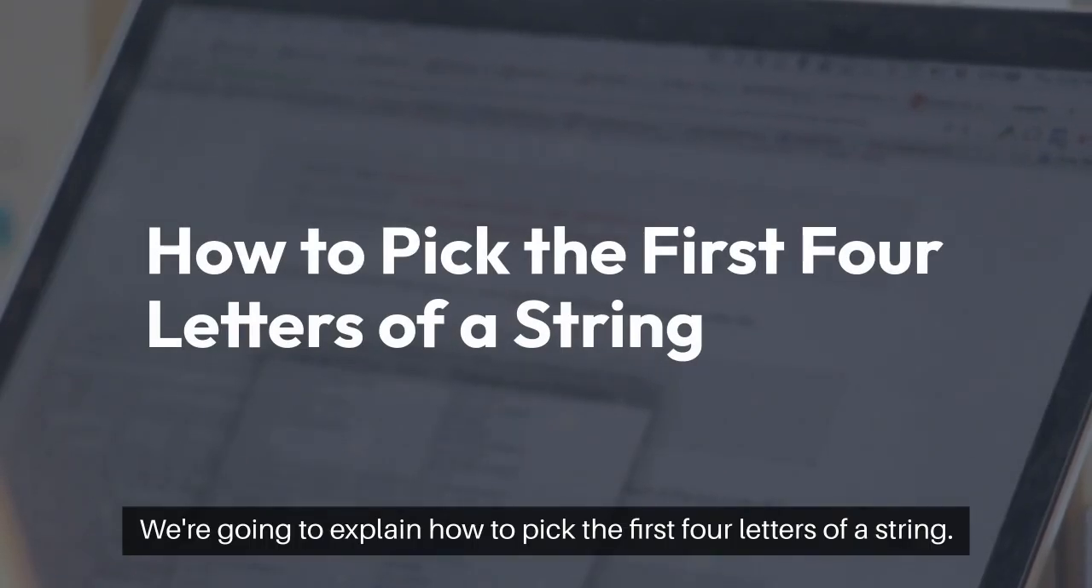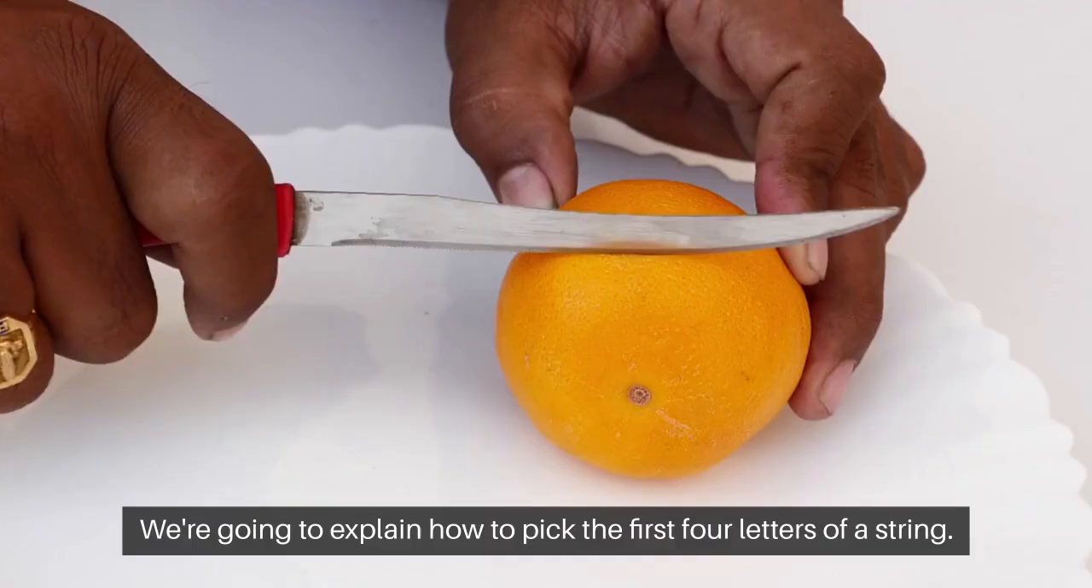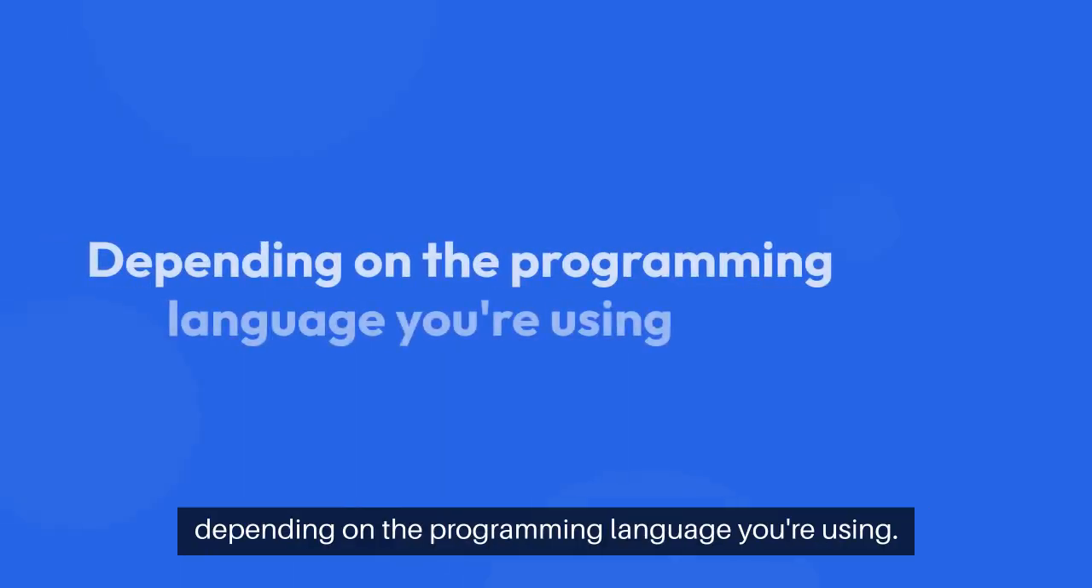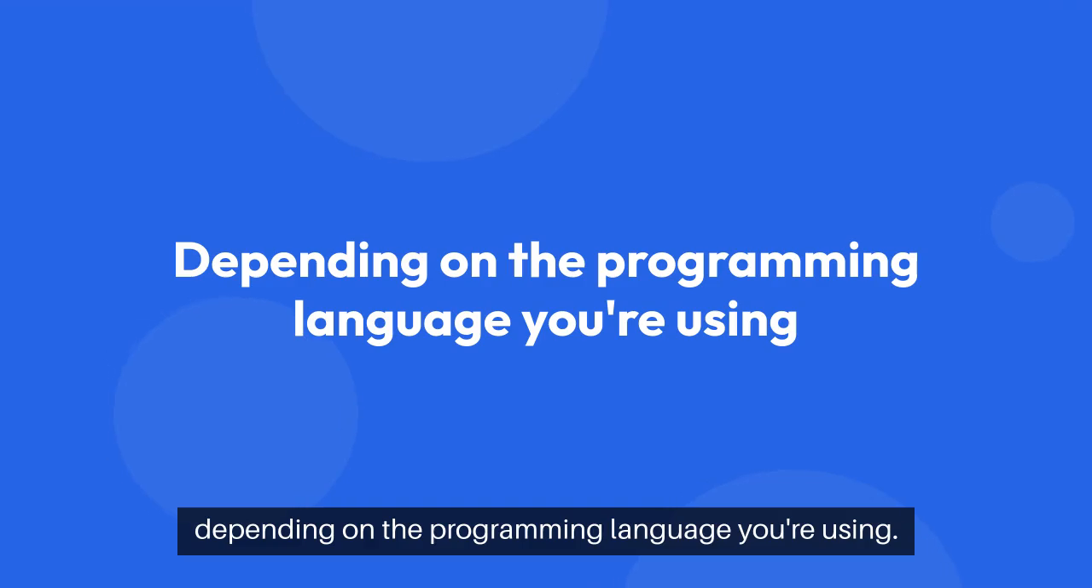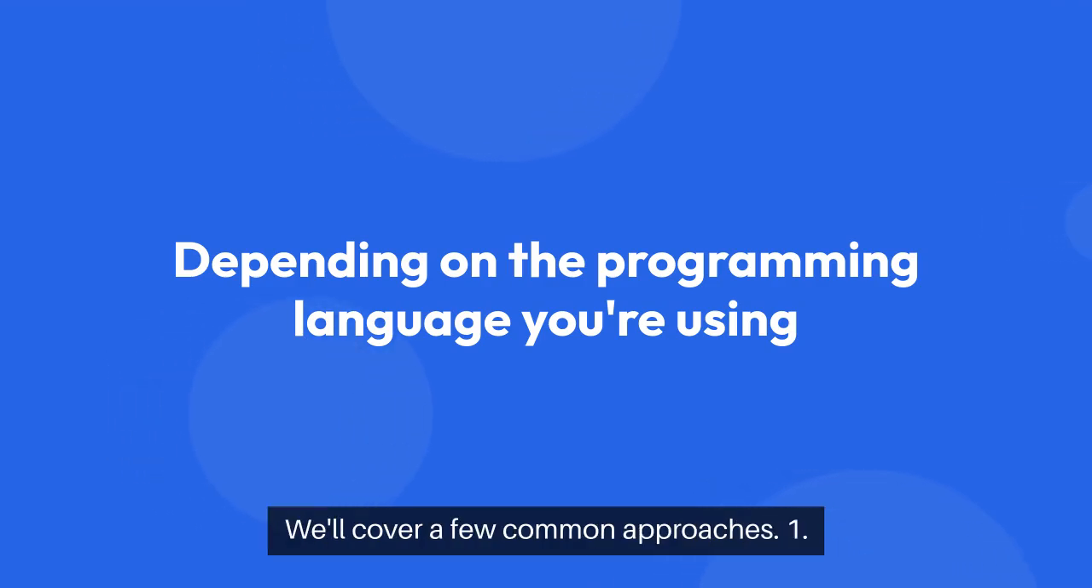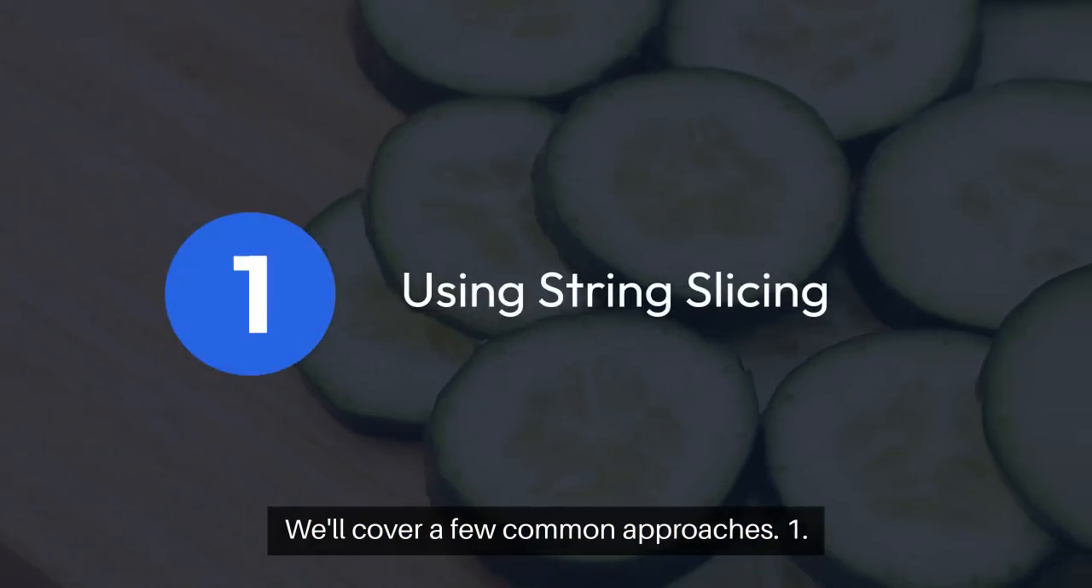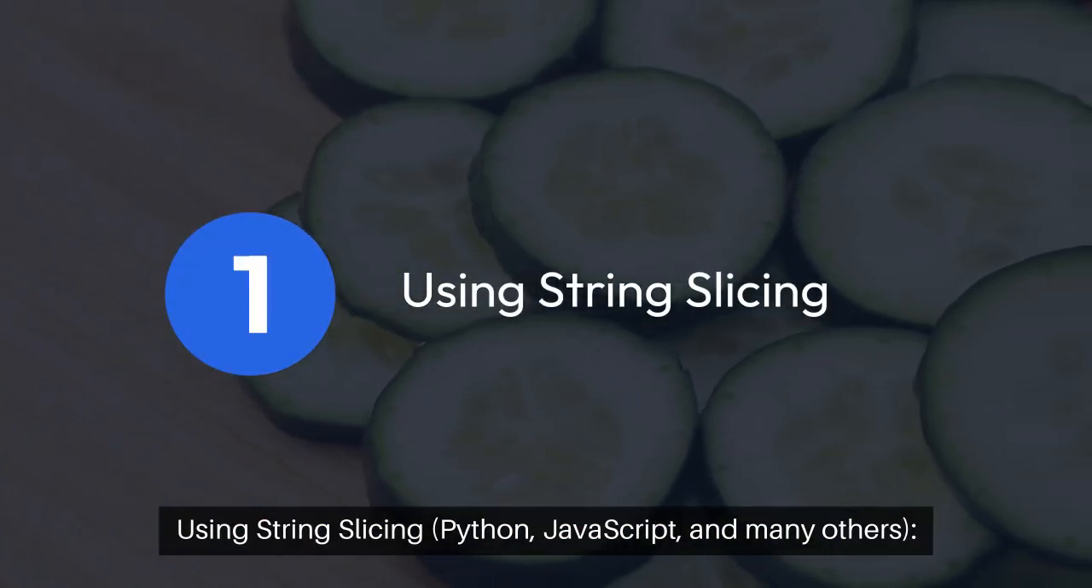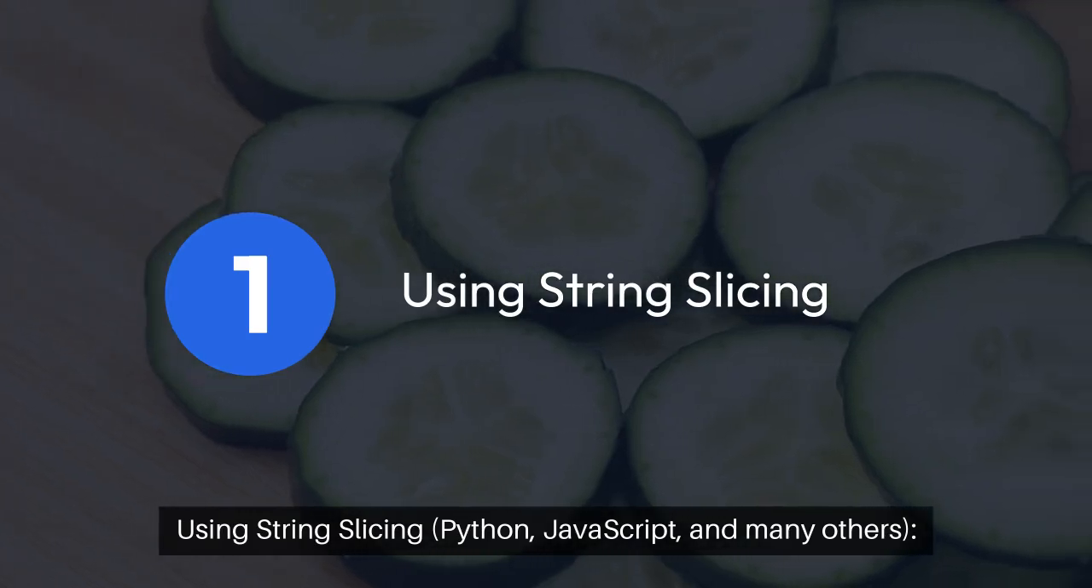Going to explain how to pick the first 4 letters of a string. There are several ways to do this, depending on the programming language you're using. We'll cover a few common approaches. 1. Using string slicing: Python, JavaScript, and many others.